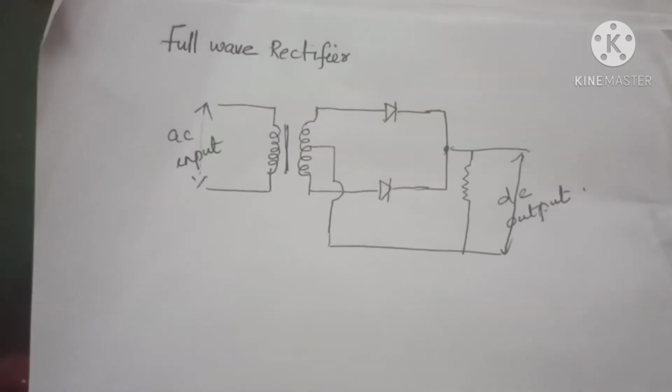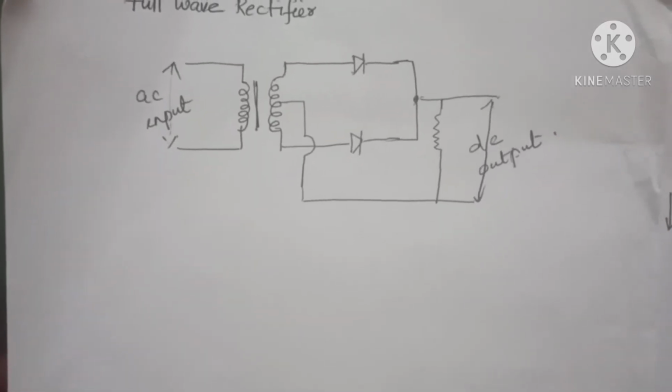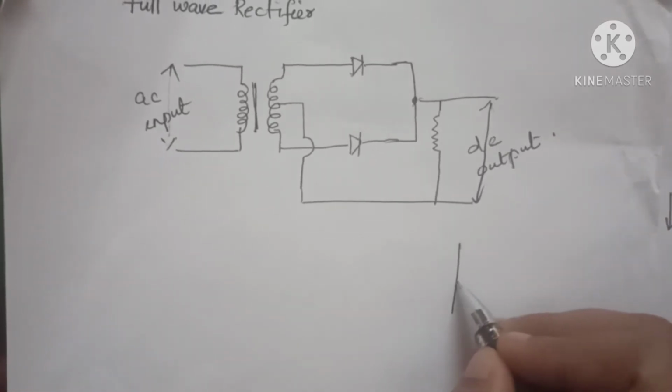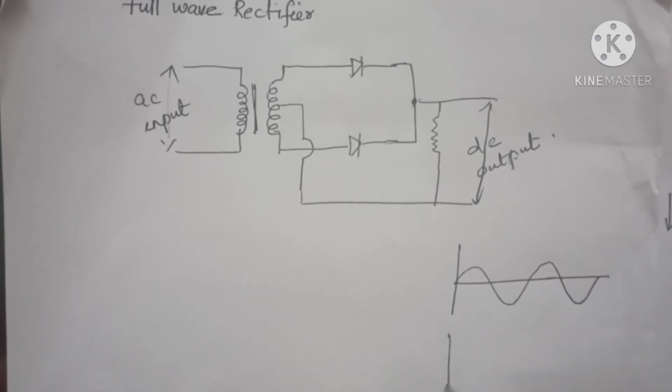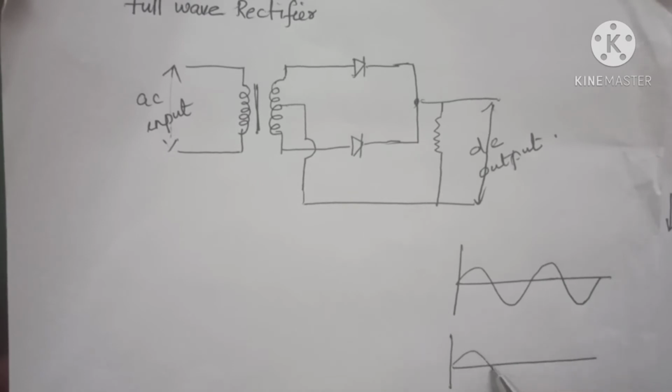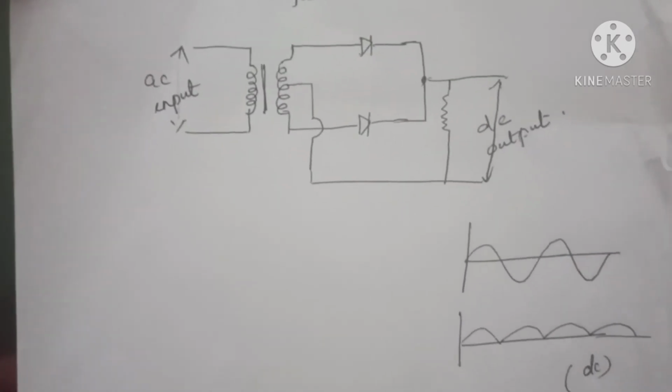Now we will discuss the full wave rectifier. A rectifier which rectifies both halves of the AC cycle is called a full wave rectifier. If this is the AC wave that we are sending through the primary, the final output that we get for a full wave rectifier is like this. Both cycles are rectified, and the output is in one direction and it is pulsating also. Understood?